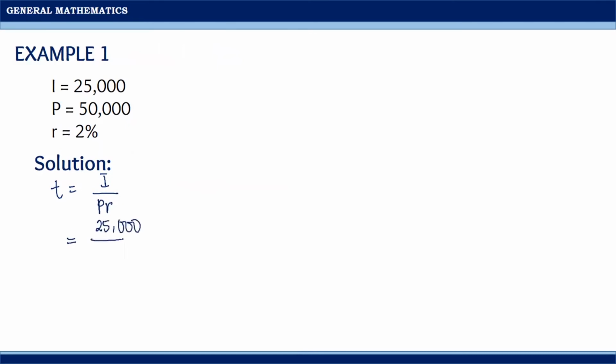25,000 divided by 50,000 times 0.02. In this case, simplify first the denominator by multiplying 50,000 and 0.02. We will have 25,000 over 1,000. Then divide 25,000 by 1,000, then time or the final answer will be equal to 25 years.